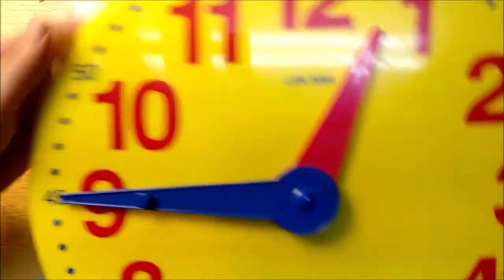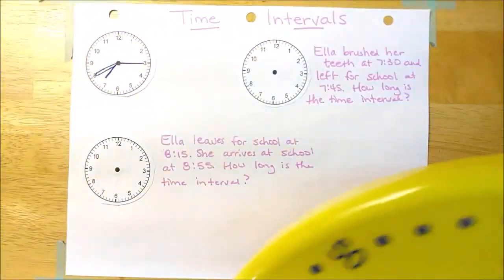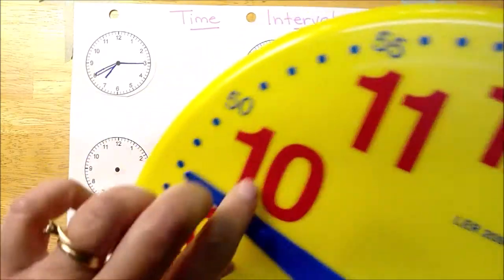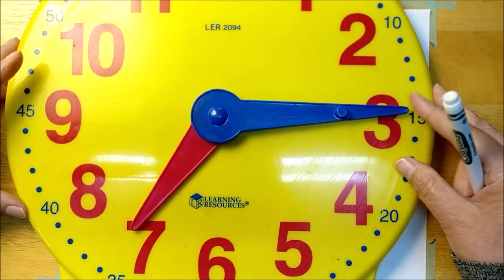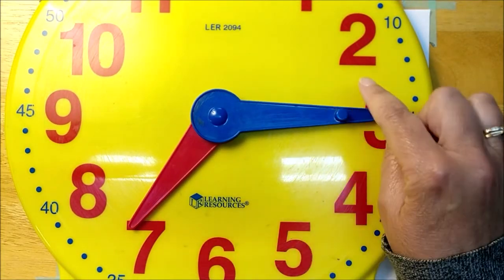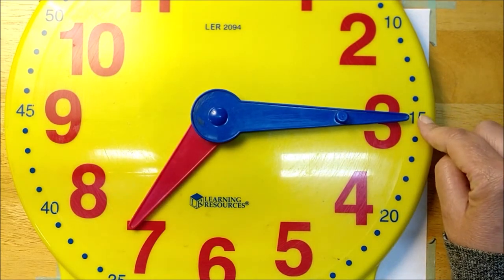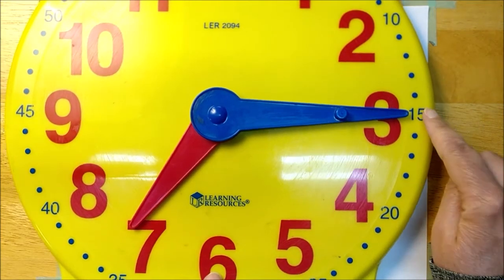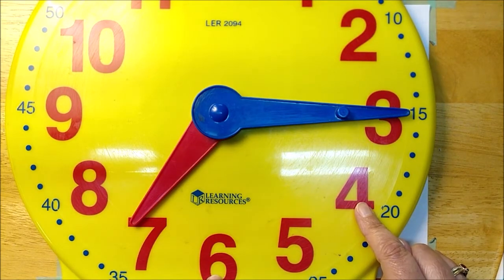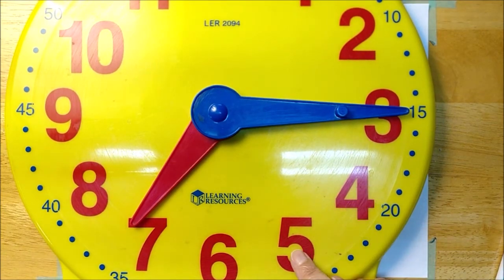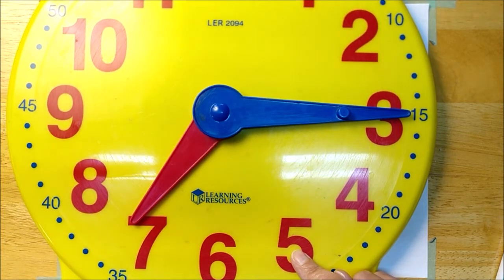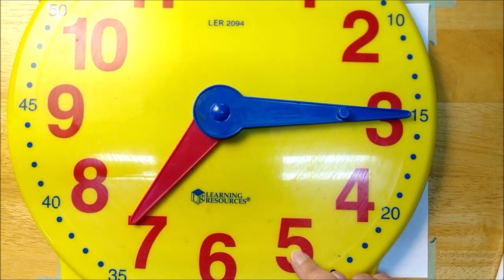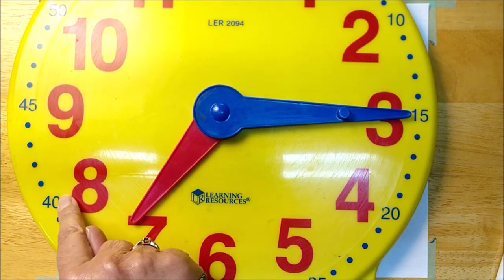So I'm going to get this clock back for a minute. She starts eating breakfast at 7:15. So the minute hand is pointing to the 3 because that's 15 minutes. How many minutes is it from the 3 to the 4? You're right, 5. From the 4 to the 5 is another 5 minutes. When she's finished breakfast, the minute hand is going to be pointing over here.